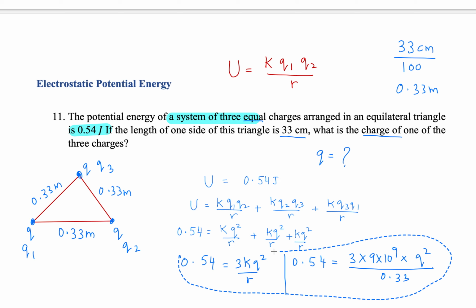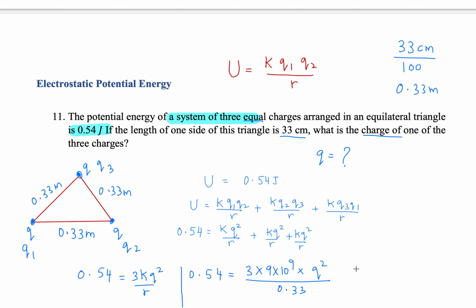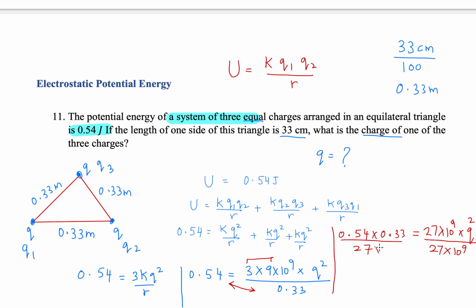So I'm going to rearrange the equation. We will cross multiply first these 2 numbers. So we are going to get 0.54 times 0.33 equal to, on the other side, 9 times 3 which gives me 27 times 10 to the power of 9 times Q square. Now I need to remove this 27 times 10 to the power 9, so I'll divide both sides by 27 times 10 to the power 9, to get the value for Q square.